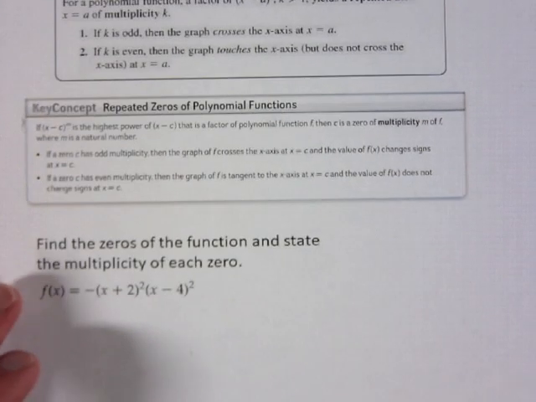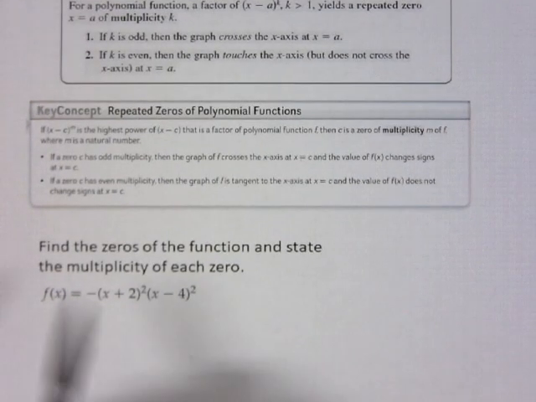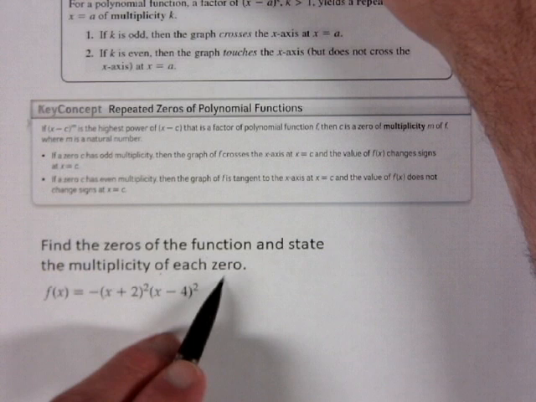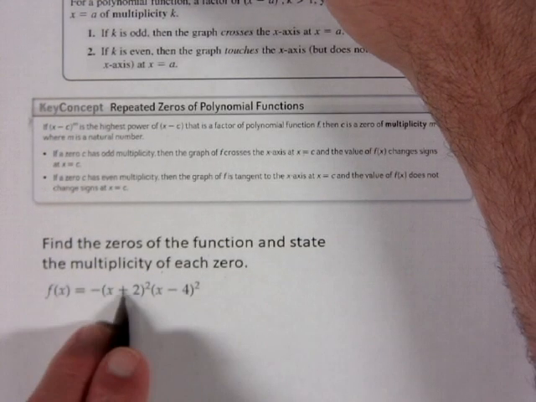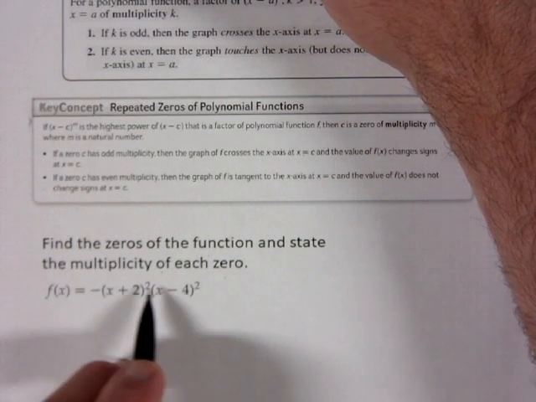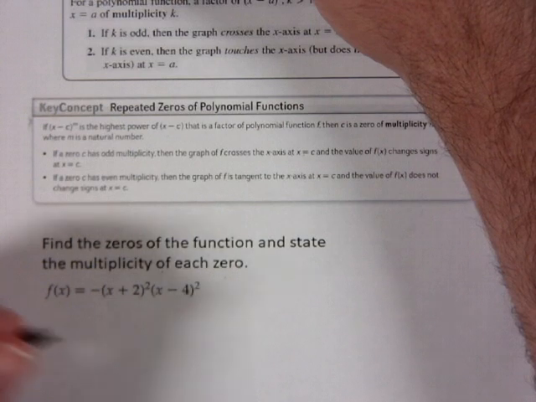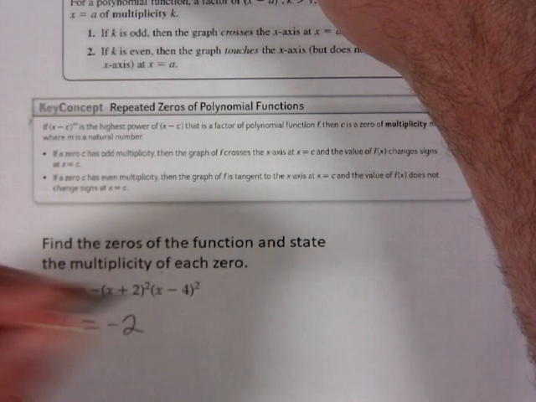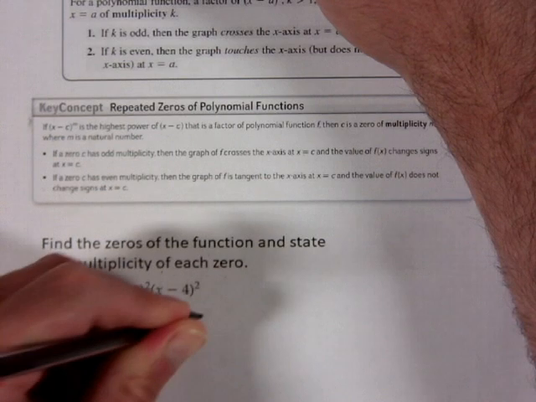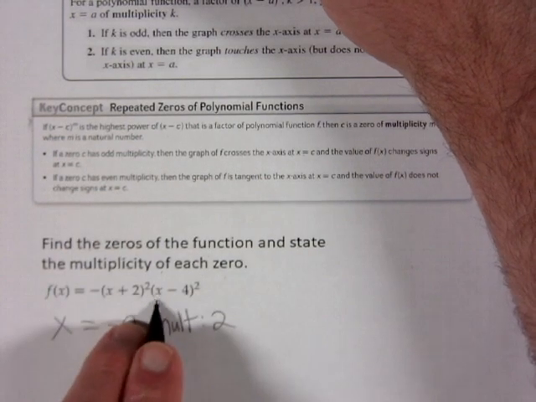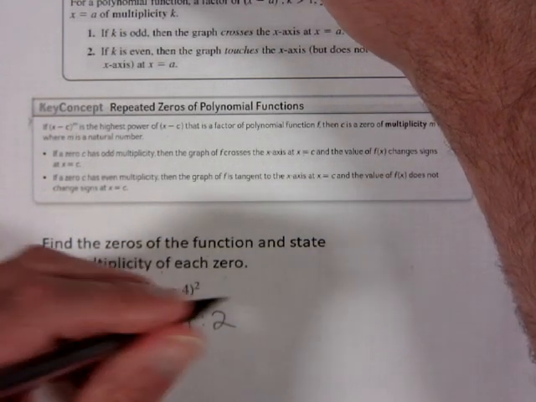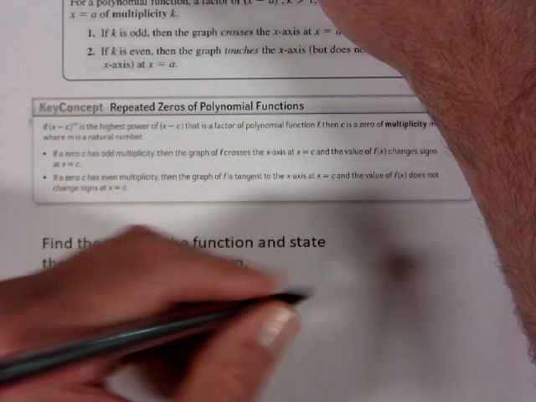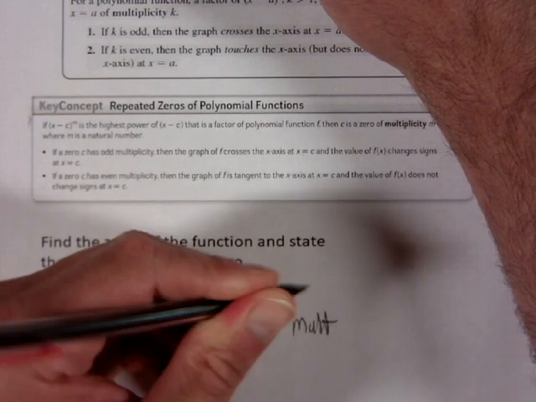Okay, so let's take a look at one example and see what we're talking about. It says, find the zeros of the function and state the multiplicity of each zero. Since it's already factored out for us, we can just read off the zeros and look at the power to determine the multiplicity. So you've got x equals -2 as one of the zeros, and that zero has a multiplicity of 2 because it's raised to the second power, so you've got that same zero listed twice. And then we also have 4 as a zero, and that's also raised to the second power, so it has a multiplicity also of 2.